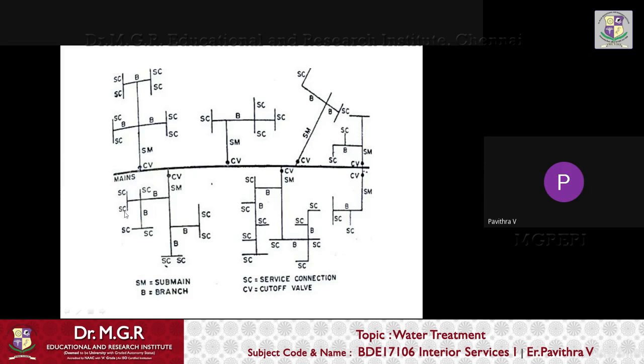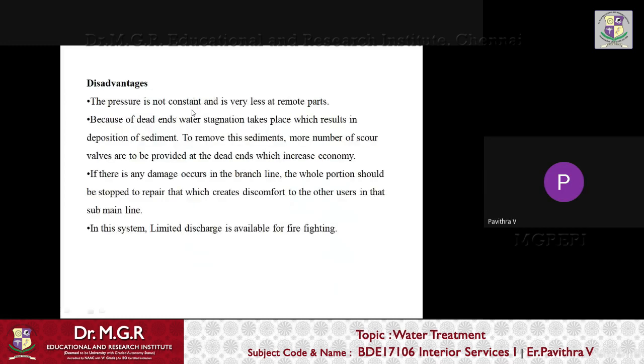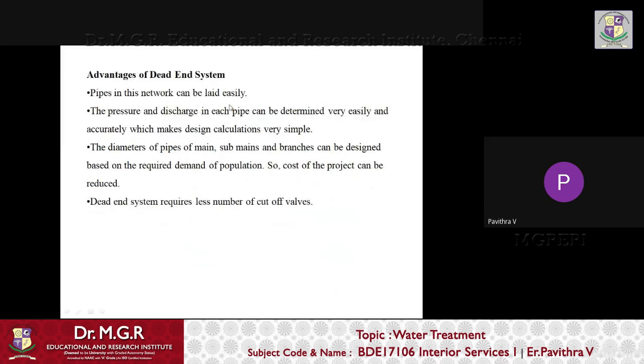So I hope everyone has drawn this, at least one tree, by completely understanding the flow of the network, that is also fine. I will move to the next slide. So what are the main advantages and disadvantages? Pipes in this network can be laid easily. The pressure and the discharge in each pipe can be determined very easily and accurately, which makes the design calculations very simple. The diameter of the pipes of main, sub-main, branches can be designed based upon the required demand of the population. So the cost of the project can be reduced.